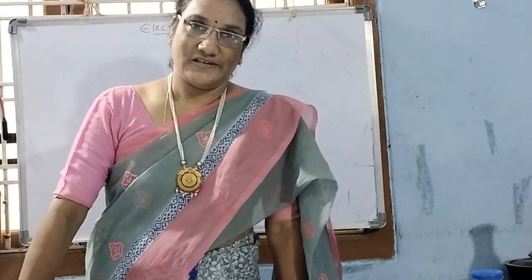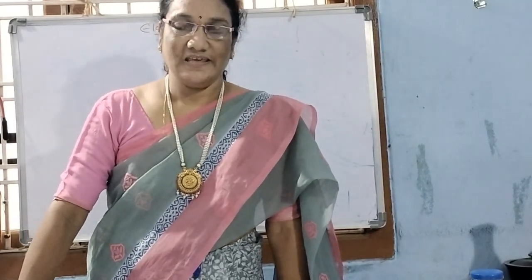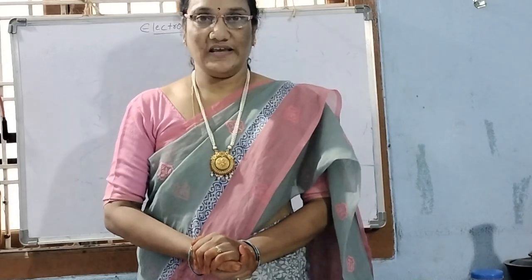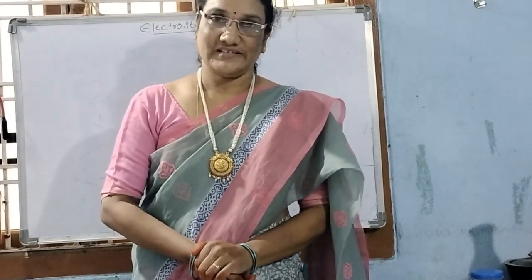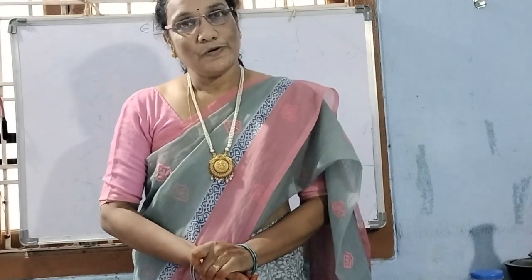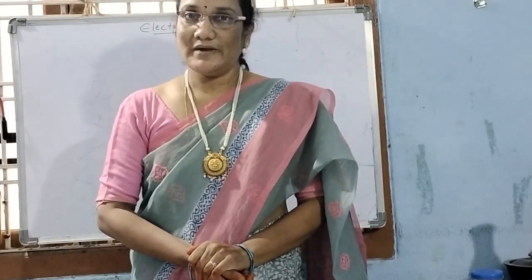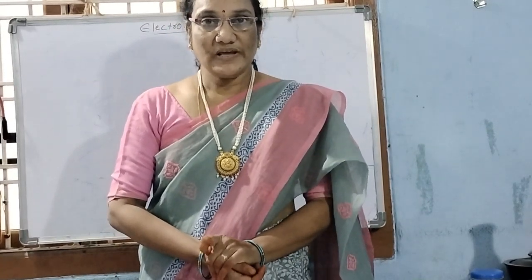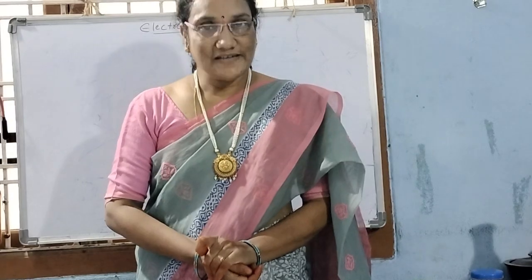So, in today's video, let us discuss the UG topics of semester 5, paper 5, electromagnetism. In electromagnetism, paper 5, semester 5, we have 4 units: electrostatics, electromagnetostatics, electromagnetic induction, and electromagnetic waves. In today's video, let us discuss electrostatics first, right?